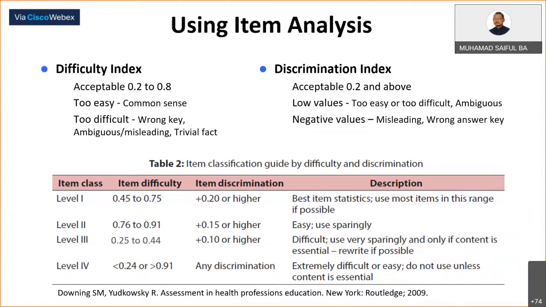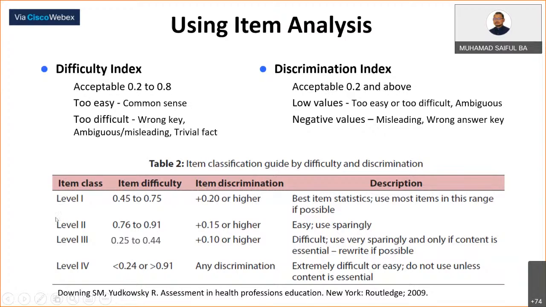Okay, now if you are looking at level 1, level 1 is the best item that you can put in your bank. How do we define it? Based on the item difficulty, the range must be 0.045 to 0.75 and discrimination index more than 0.2. So these are the grade 1 items if you want to consider them for your bank.